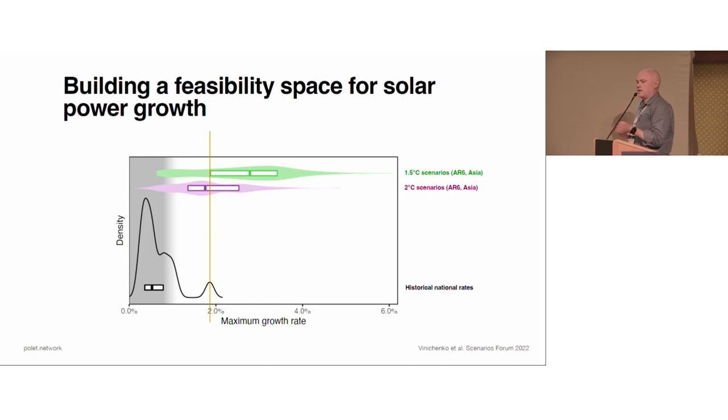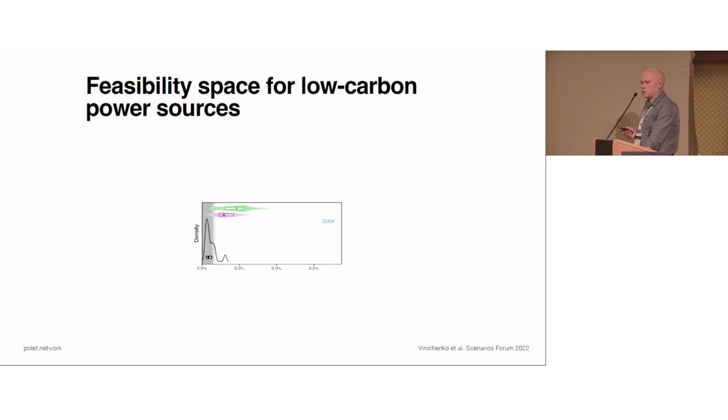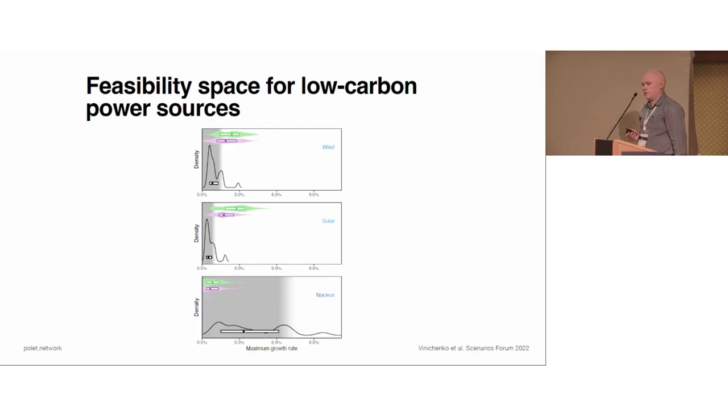So if this is the highest historical rate for solar power, we can see that 3/4 of 1.5 degree consistent pathways and almost half of 2-degree consistent pathways have maximum growth rate higher than any historical precedent. And we were actually a little bit surprised to see this, because we hear a lot about unprecedented growth of solar, accelerated growth of solar, but if you measure solar growth compared to the electricity system size, and compare them to scenarios, there is actually a big gap. So this is solar. For wind, the picture is generally similar, although the gap is a little bit smaller. But again, nuclear is completely different.